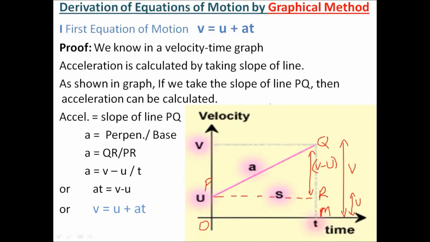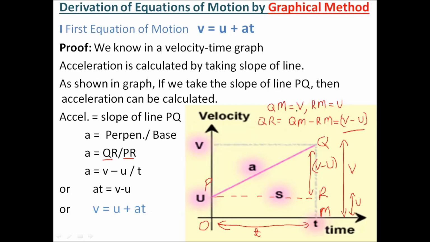Thus, we can write QM is equal to V, RM is equal to U, QR is equal to QM minus RM, that is V minus U. OM is equal to T. On substituting the values of QR and PR, which is given as QR equals V minus U and PR equals T, we can get the first equation of motion, that is V equals U plus AT.